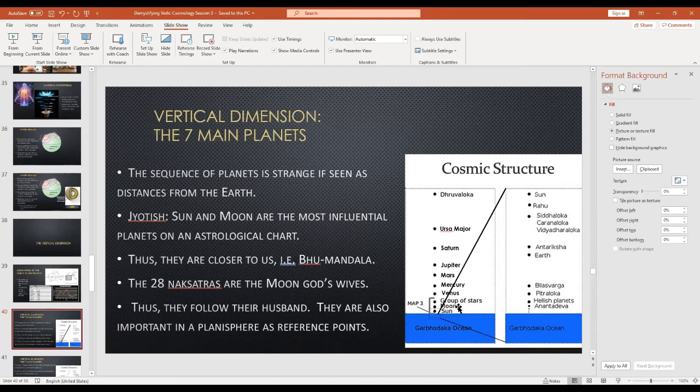Elsewhere in the Bhagavatam, it talks about these nakshatras as being the daughters of Prajapati Daksha, who gave these 27, 28 daughters to the moon god to marry, and I believe that it gives their names. I can't remember about that, but that's about it. It doesn't say much more beyond that.